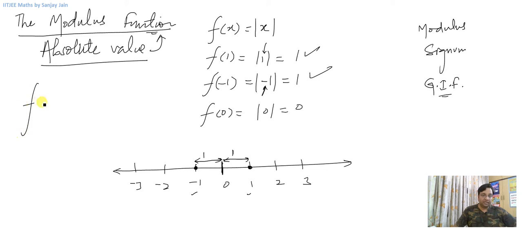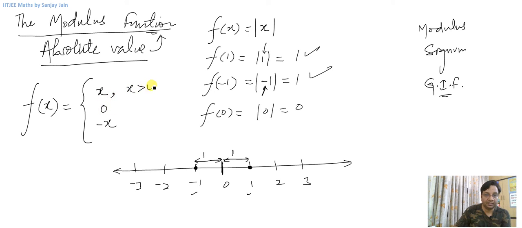And if I want to define it formally, it will give me values like this. It will give me x or minus x or 0. It will give me x when x is greater than 0. It will give me 0 when x is equal to 0, or it will give me minus x when x is less than 0.